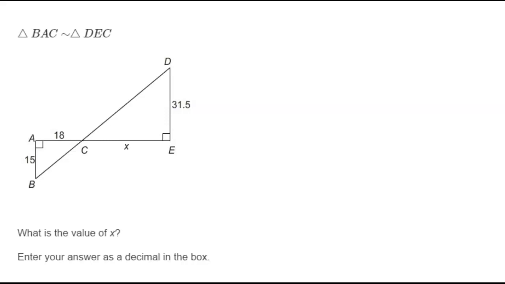So the easiest way to solve for the value of x is to set up a proportion. You're going to write a proportion that matches the corresponding sides, such as AB divided by ED. So that would be 15 divided by 31.5 is equal to AC divided by EC, which would be equal to 18 divided by x. Now you're going to cross multiply. When you cross multiply, you will find the value of x.